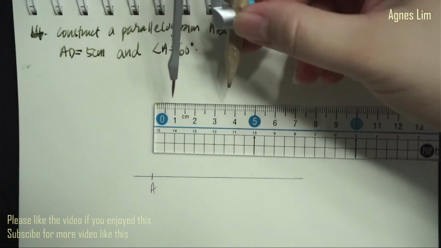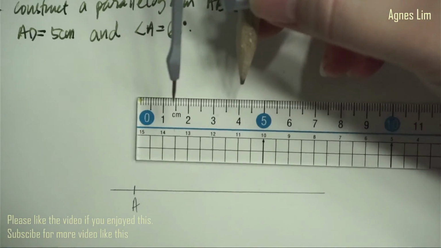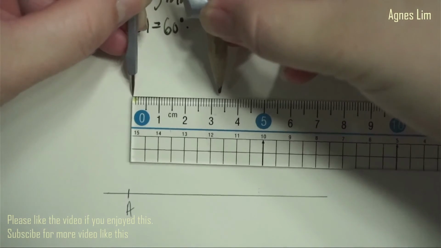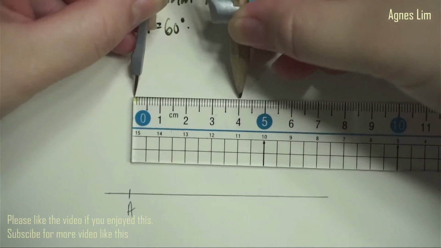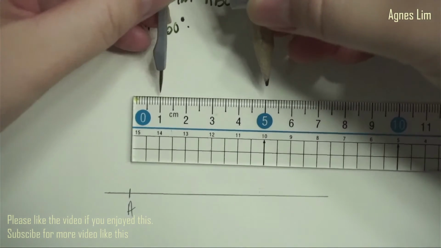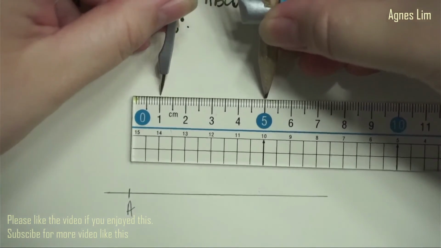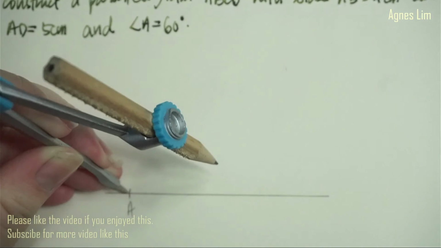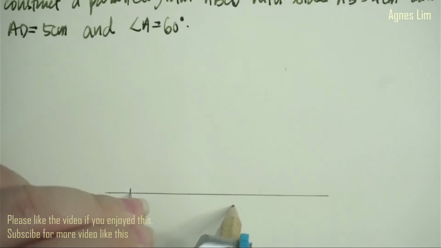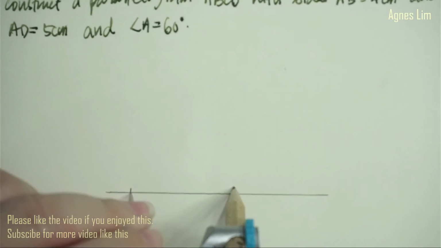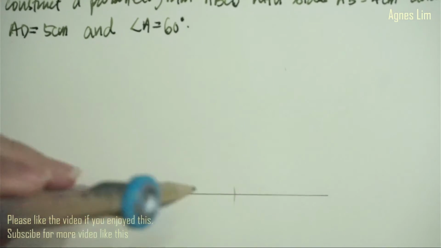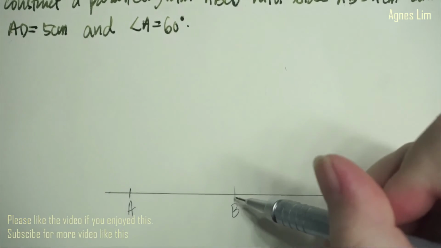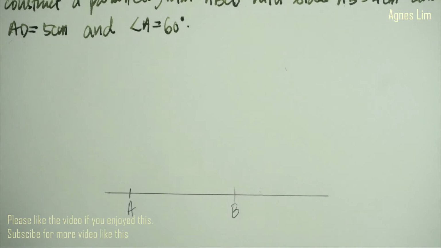So you open your compasses until it reaches 4 centimeters. I'm going to make sure that it is exact. Alright, so 4 centimeters, I'm going to draw this marking. So this marking will be the marking for our point B. Now you don't need to draw another one because you already drew it.